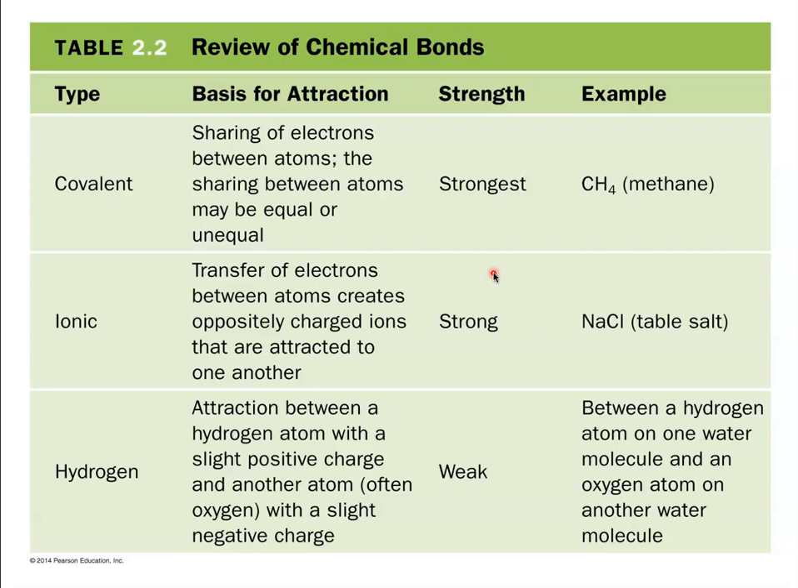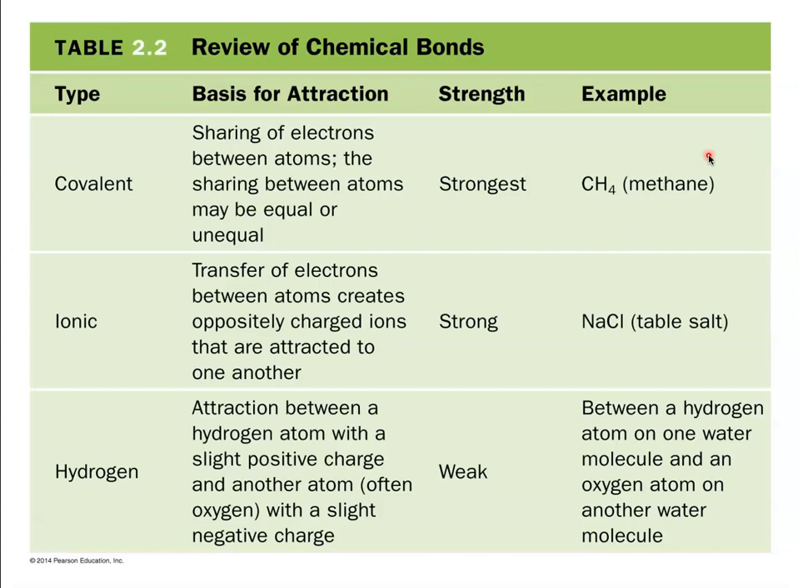The last thing I want to mention for this section is table 2.2 to review chemical bonds. Go over the different types, covalent, ionic, and hydrogen. Know what the basis of attraction is. For covalent bonds, it's going to be a sharing of electrons. Sometimes it's an equal sharing of electrons. Sometimes we share fairly, sometimes we do not. So sometimes we have polar covalent bonds and sometimes we have non-polar covalent bonds. We'll break that down a little bit further along. But these are going to be very strong bonds. A great example of this would be methane.